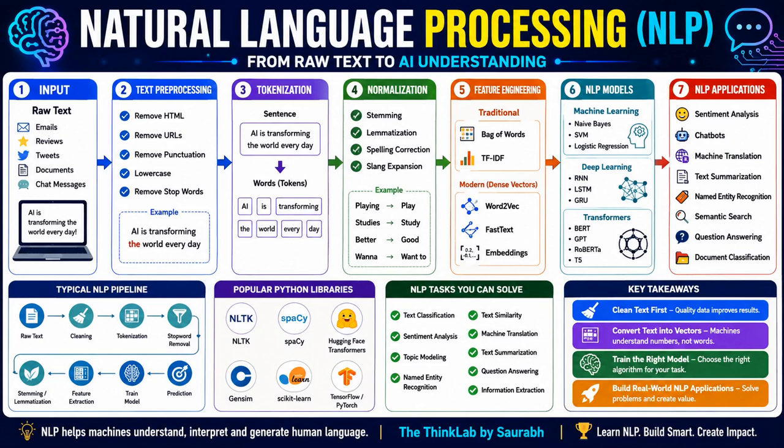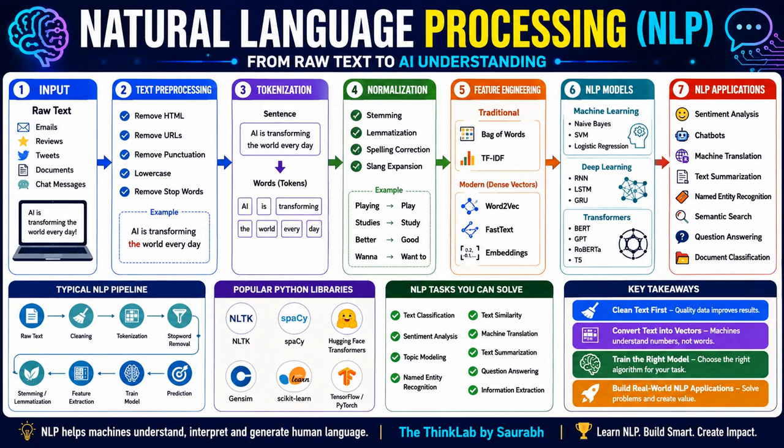Natural language processing, or NLP, is a branch of artificial intelligence that enables computers to understand, interpret, generate, and reason over human language. It includes English, Hindi, French, Chinese, and any language humans naturally speak. The biggest challenge is that computers do not understand words. Computers only understand numbers. Therefore, every NLP system converts human language into a numerical representation before any machine learning model can process it. This happens through the NLP pipeline.